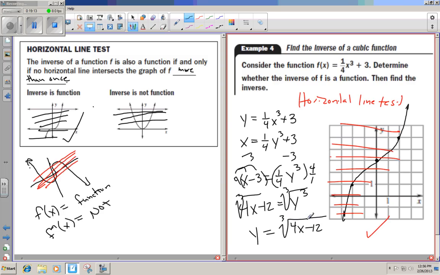And both the original and the inverse are functions, therefore this is considered an inverse function.